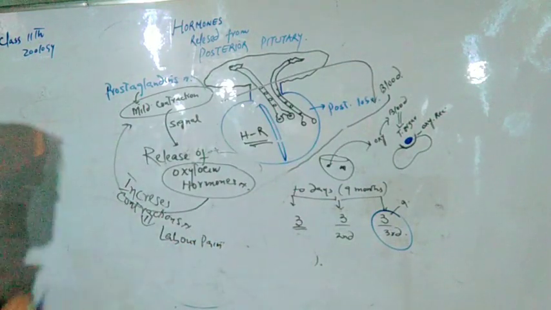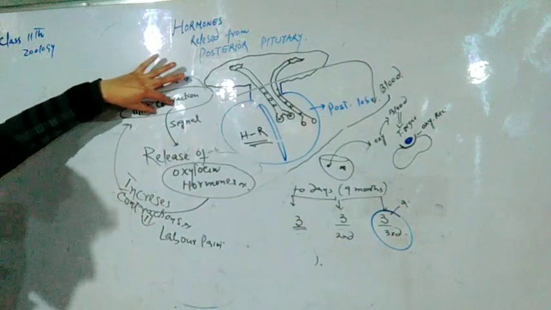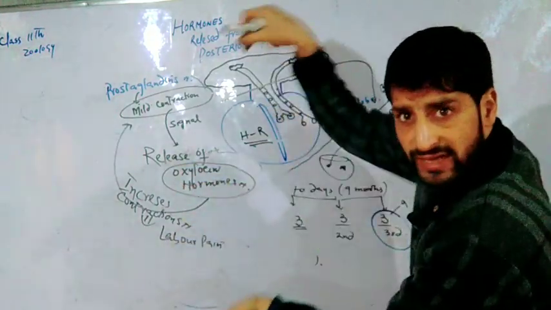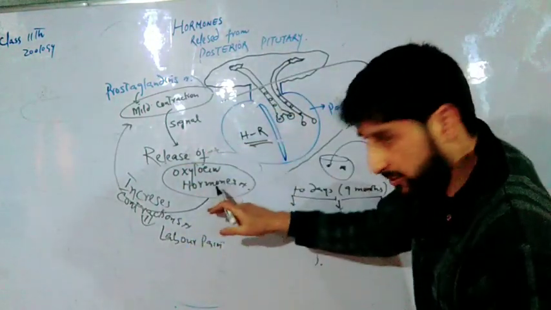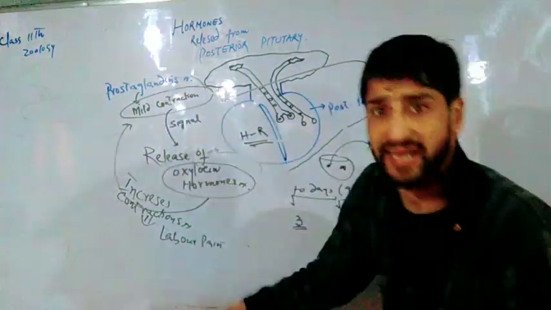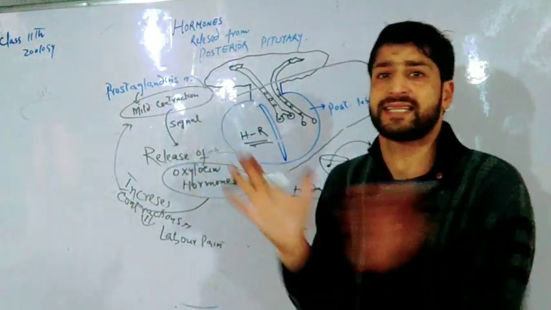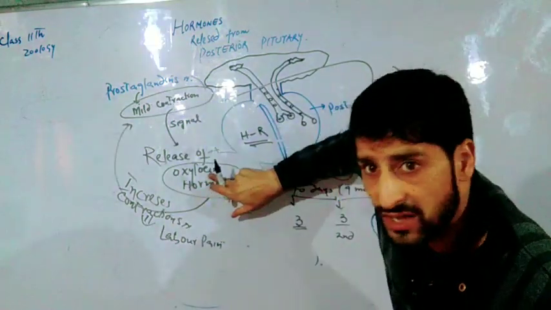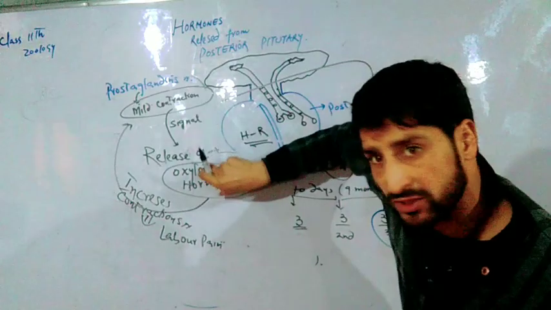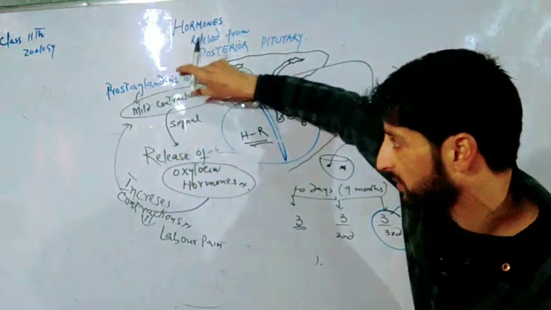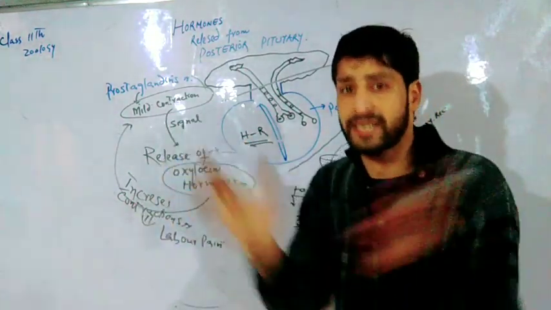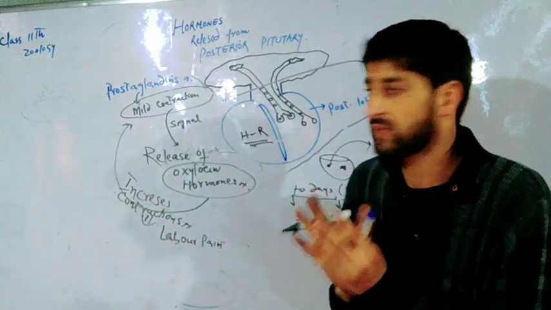यहां पर पूरा फोकस करना. कंट्रैक्शंस की वजह से, यूट्रस की कंट्रैक्शंस की वजह से ऑक्सीटोसिन हार्मोन रिलीज हुआ, और ऑक्सीटोसिन हार्मोन इन्हीं कंट्रैक्शंस को और तेज करता है. ये हार्मोन, ऑक्सीटोसिन हार्मोन निकला due to contractions of uterus. अब ये हार्मोन फिर से यूट्रस की कंट्रैक्शंस को इंक्रीज करता है.